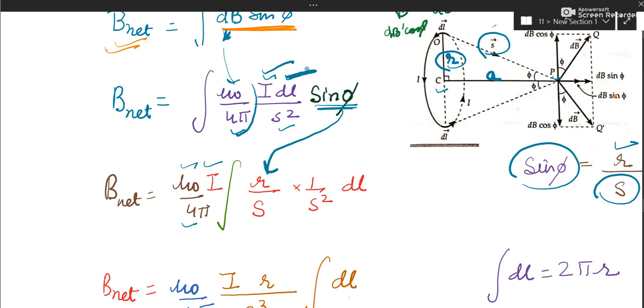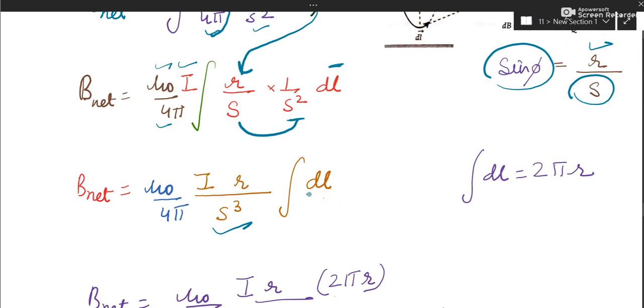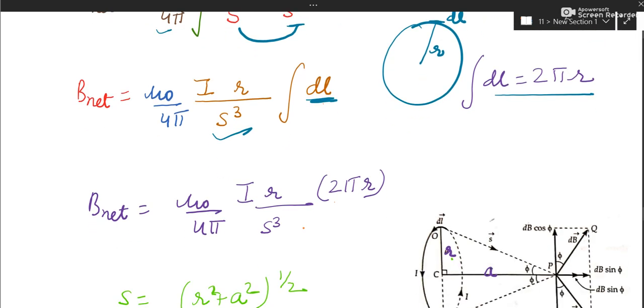Only dl and S square is written. S square into S is S cube. You can take it out. Okay, dl is left. Dl's integration is 2 pi r. Obviously, this was radius and dl was located here. So dl's integration will be the entire length of the loop, which will be 2 pi r.